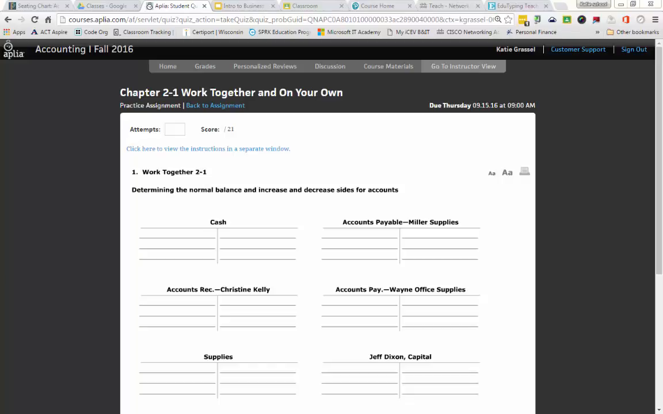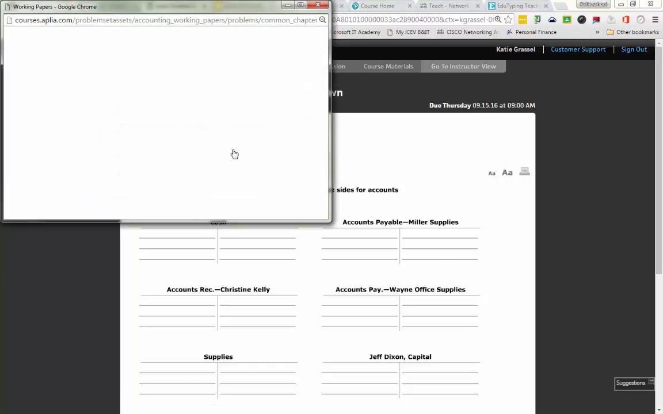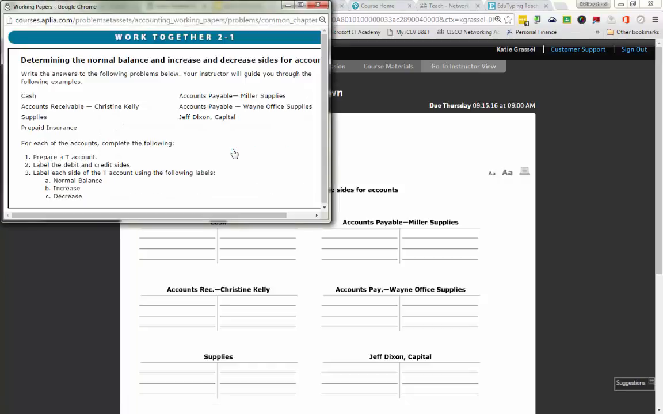When we take a look at work together and on your own, 2-1, our instructions say write the answers to the following problems below. Your instructor will guide you through the following example. We have the following accounts: cash, accounts receivable, Christine Kelly, supplies, prepaid insurance, accounts payable, Miller Supply, accounts payable, Wayne Office Supply, Jeff Dixon Capital.